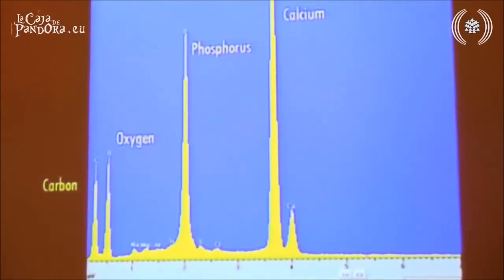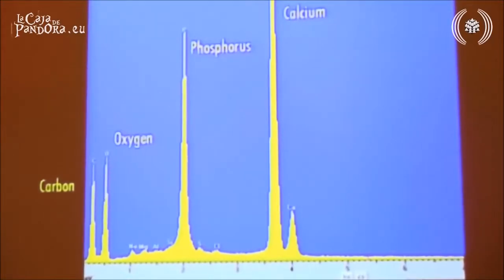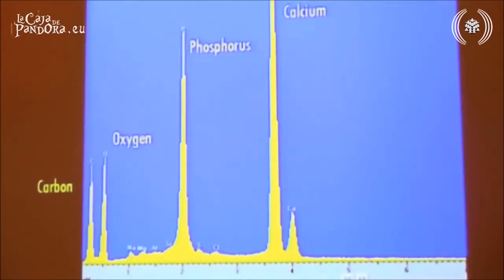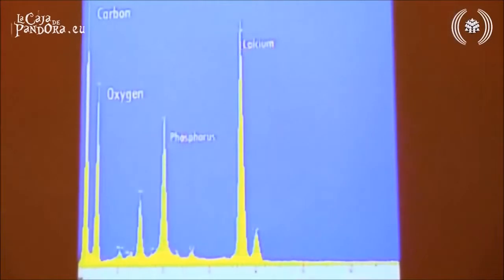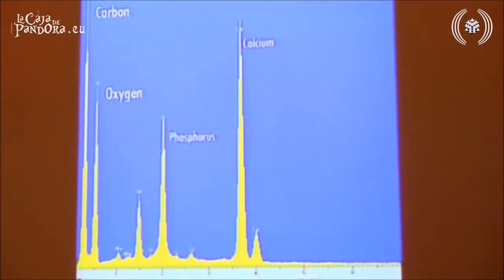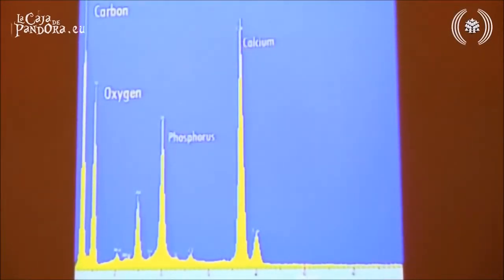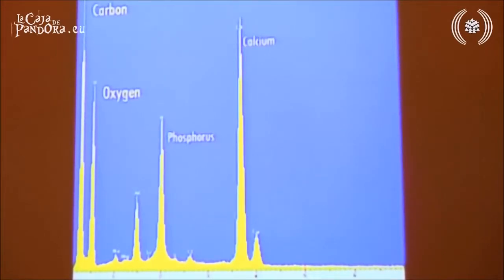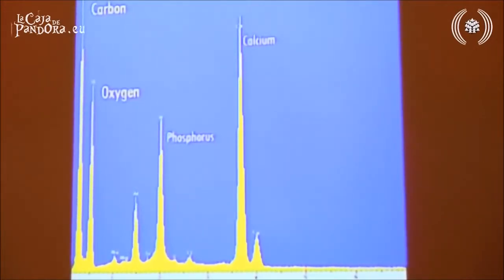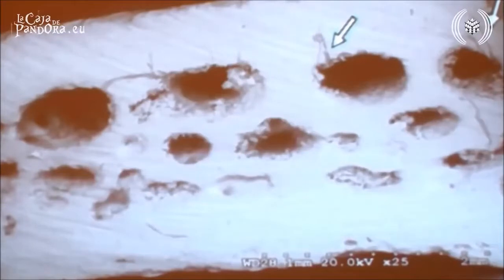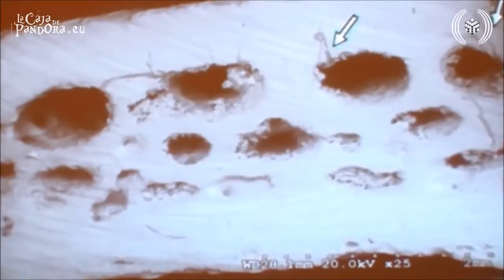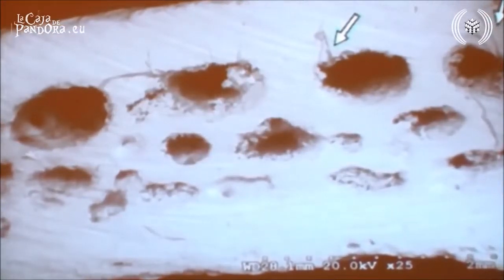This is the biochemistry of a typical human bone. Its calcium and phosphorus levels are high, and its oxygen and carbon levels are low. But with the Star Child, it's quite different. The phosphorus is down and the carbon and oxygen are up, indicating its biochemistry is more like tooth enamel than regular bone.